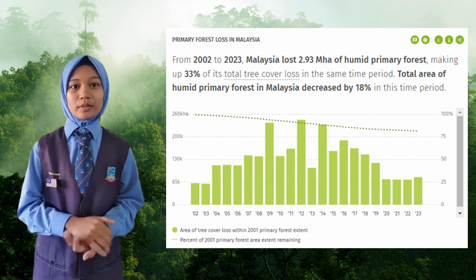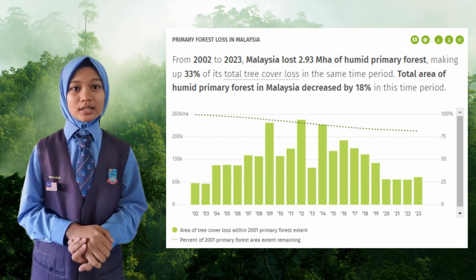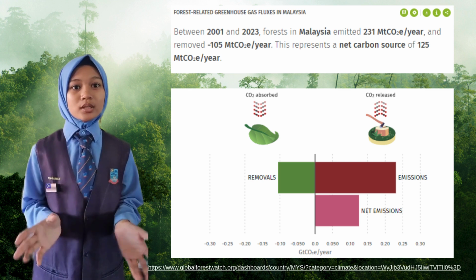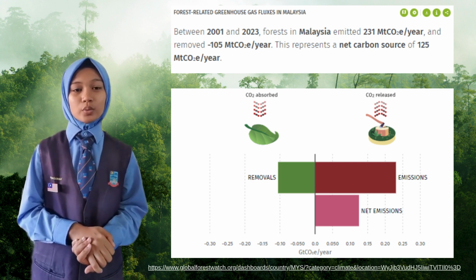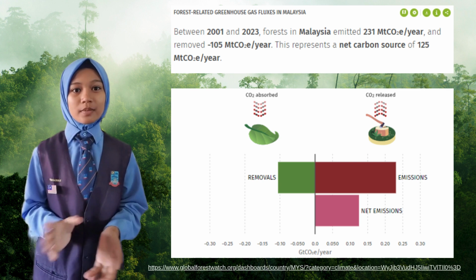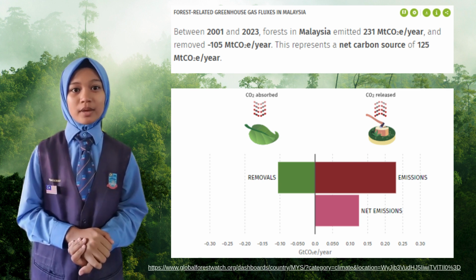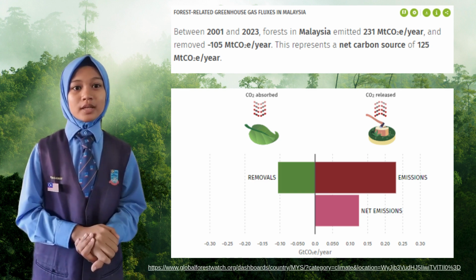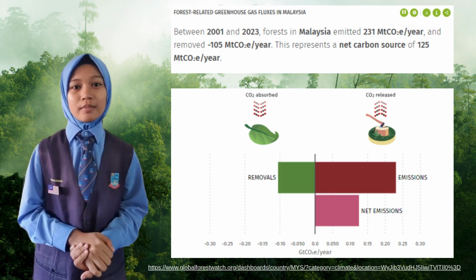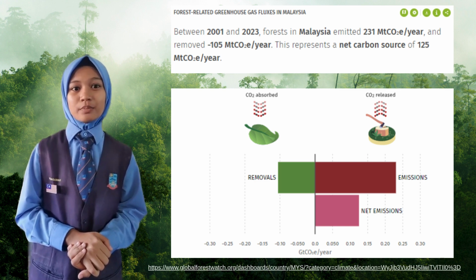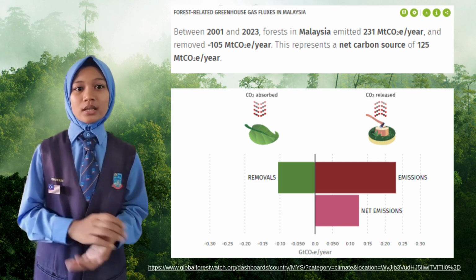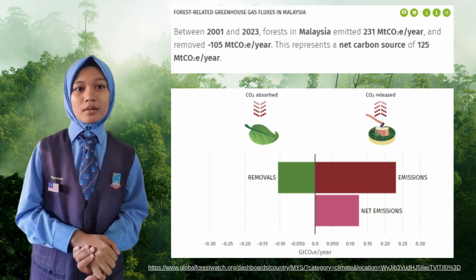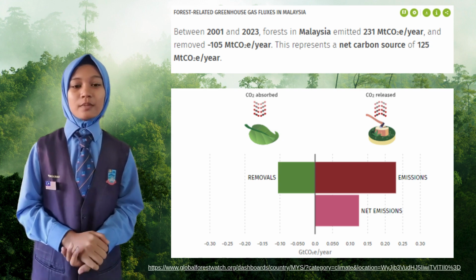The total area of humid primary forest in Malaysia decreased by 18% in this time period. Between 2001 and 2023, forests in Malaysia emitted 231 million metric tons of carbon dioxide emissions per year and removed negative 105 million metric tons of carbon dioxide emissions per year. This represents a net carbon dioxide emission of 126 million metric tons per year.